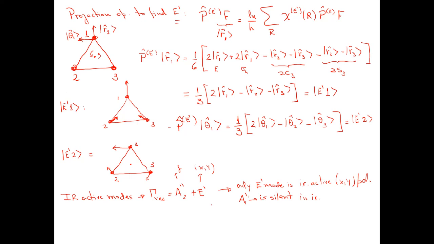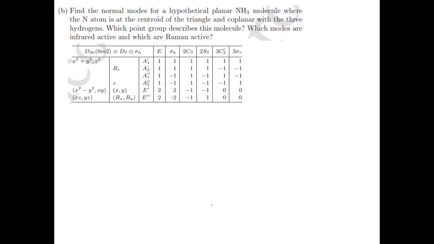So this is this example. Next time we're going to discuss the Raman activity. I can go back here next time. So let's do the letter B of this problem set 8.1. Find now the normal modes for a hypothetical planar NH4 molecule, where the nitrogen atom is in the center. It's a similar problem. I have again the equilateral triangle with three hydrogen atoms. But now I add a nitrogen atom in the center. So what are the changes that I get when I do that?